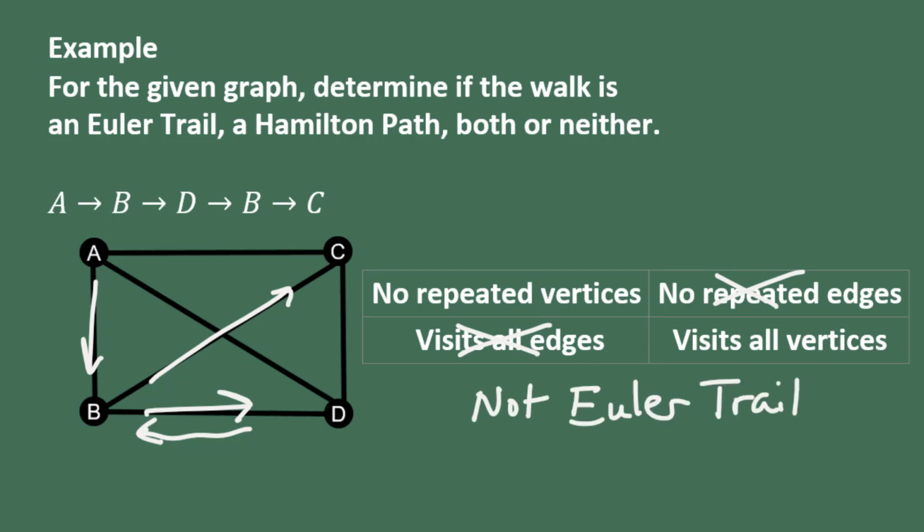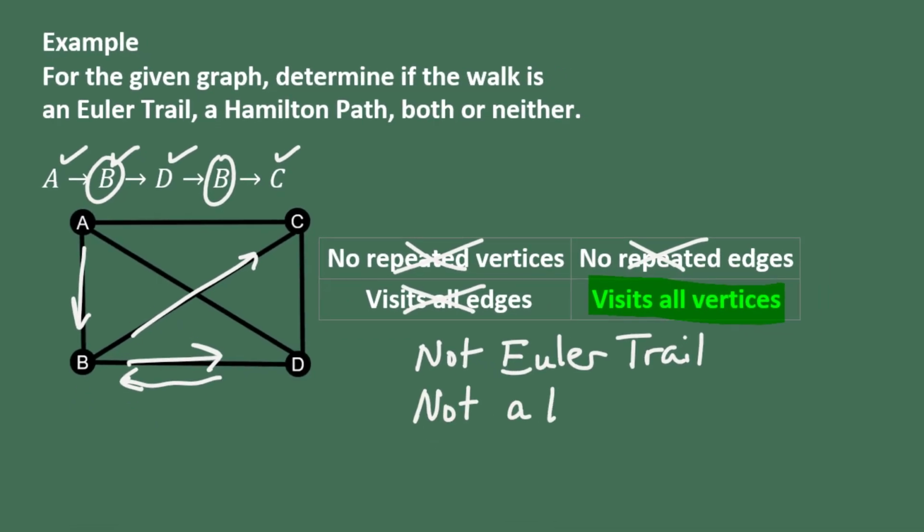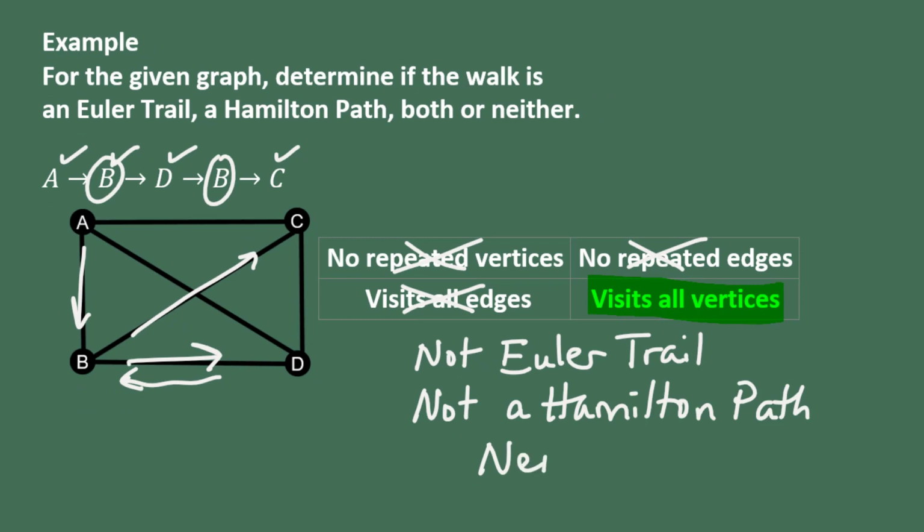We did hit all of the vertices, however. We hit A, B, C, and D. But we also repeated vertex B, so there were repeated vertices. This means that it's also not a Hamilton path. So in this case, we have neither.